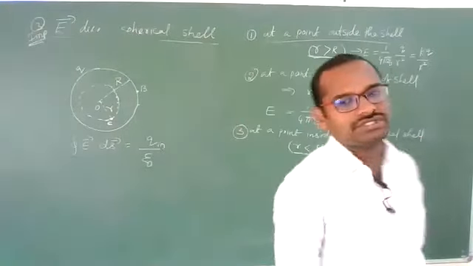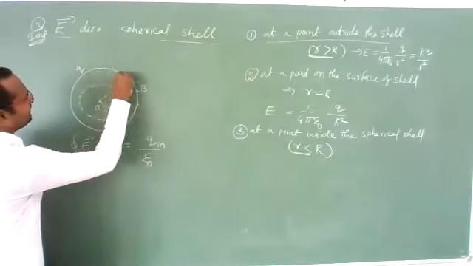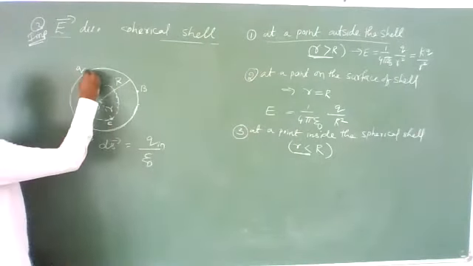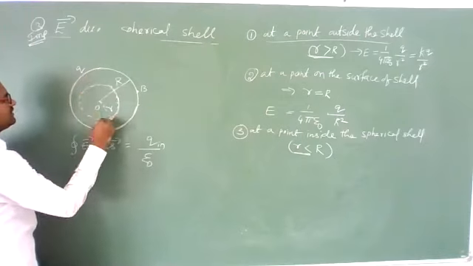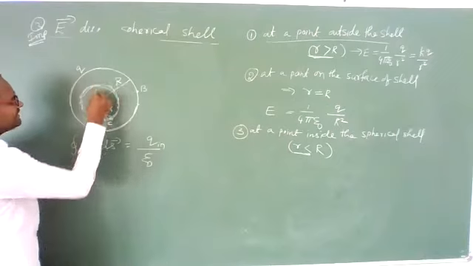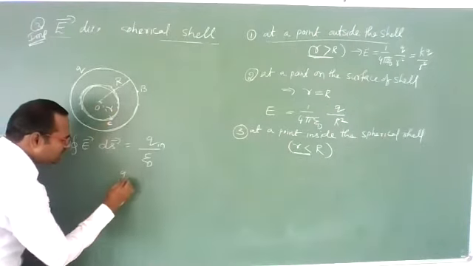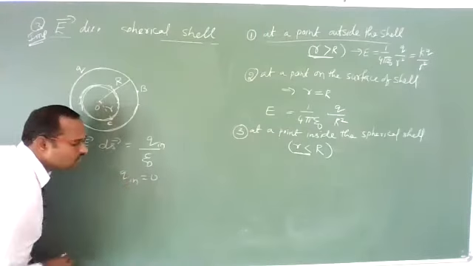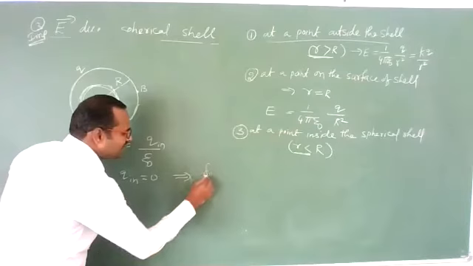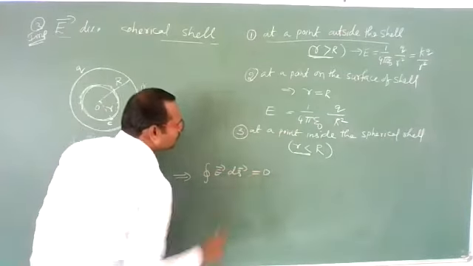See students, where is the charge present? Charge is present on the surface of the spherical shell. But the Gaussian surface is this. Is there any charge inside this Gaussian surface? No, there is no charge. That means Q inside is 0. That implies the surface integral of E bar dot ds bar should be equal to 0.